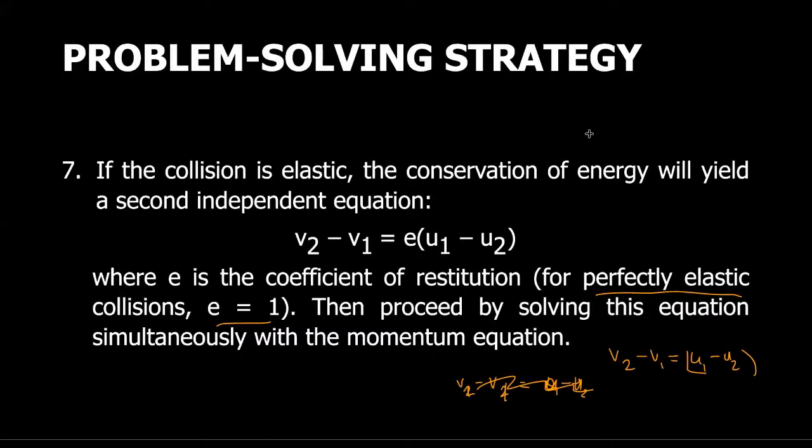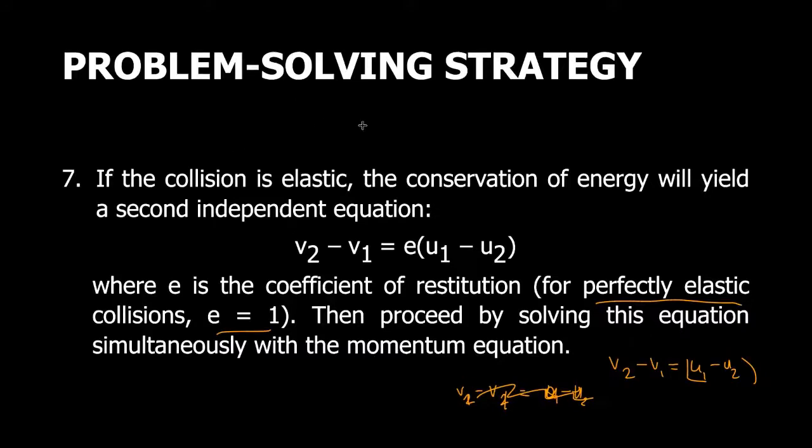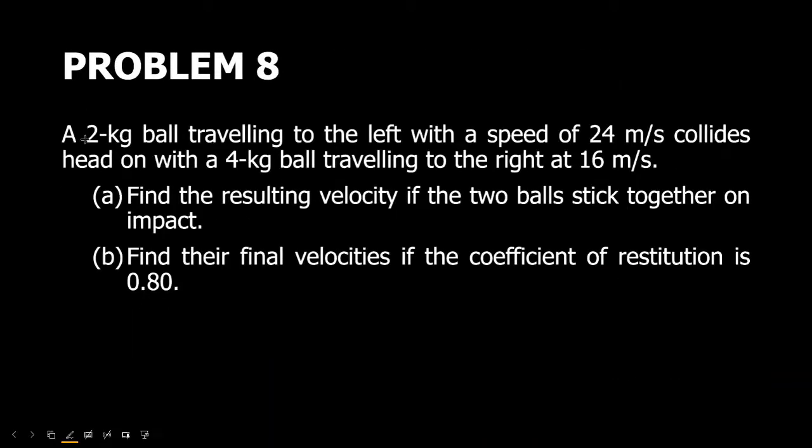Okay, so let's proceed with the problems to see this in action. A 2 kilogram ball is traveling to the left with a speed of 24 meters per second, and collides head-on with a 4 kilogram ball traveling to the right at 16 meters per second. A, find the resulting velocity if the two balls stick together on impact, and B, find their final velocities if the coefficient of restitution is 0.80.